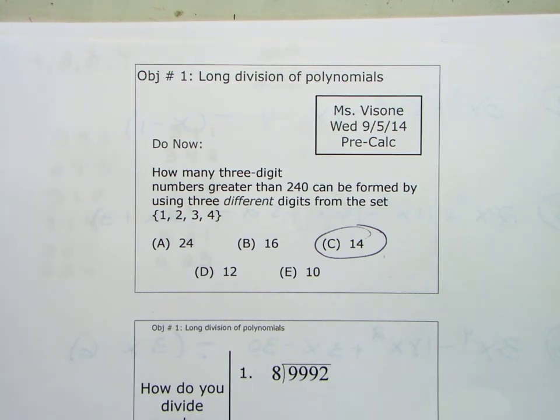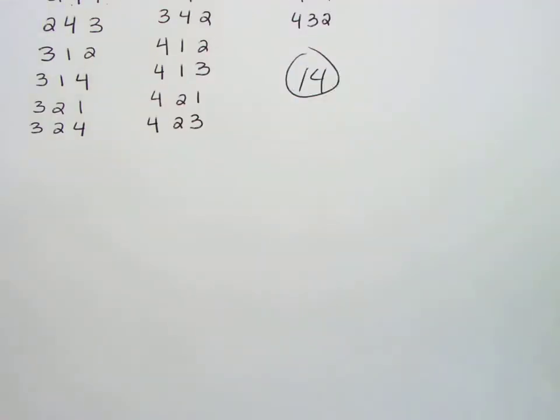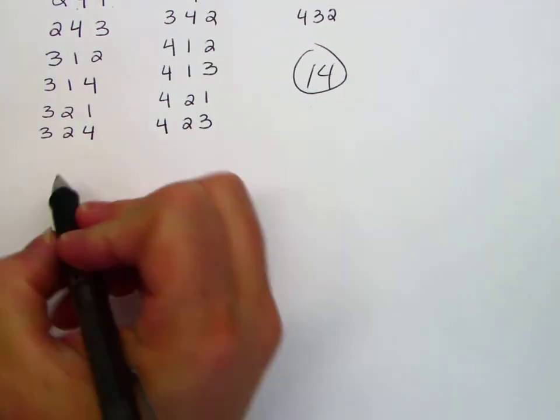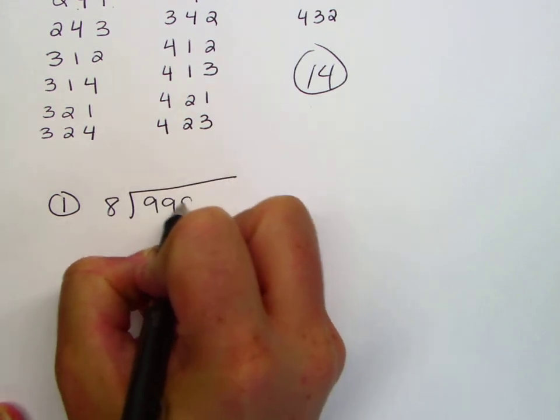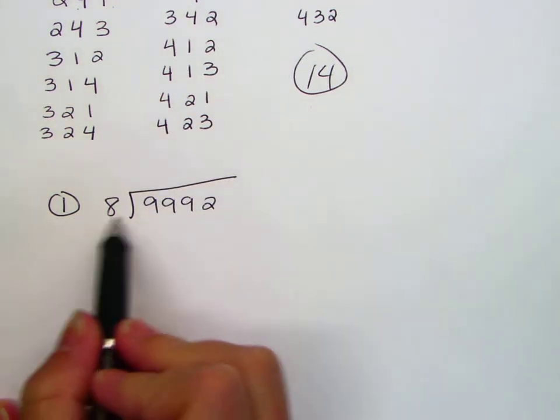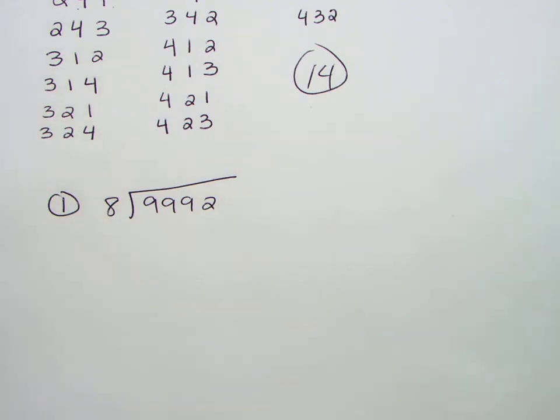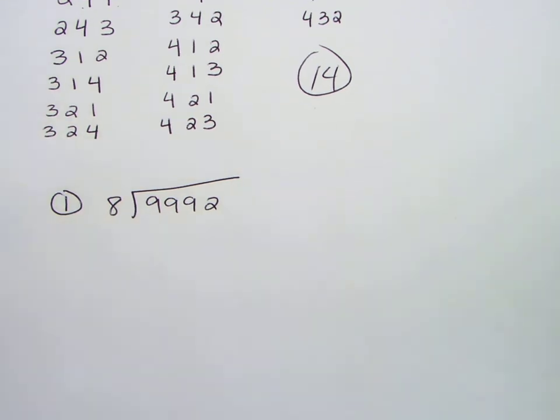Okay. So now this first lesson is long division of polynomials. So let's do a review of just plain long division. So number 1, 8 into 9992. How many times does 8 go into 9992? So the reason we're doing this is we want to think about what's actually happening when we're dividing, what's going through our thought process, so that when we do polynomials, it's a little easier.